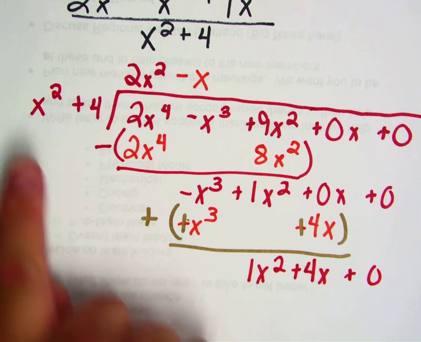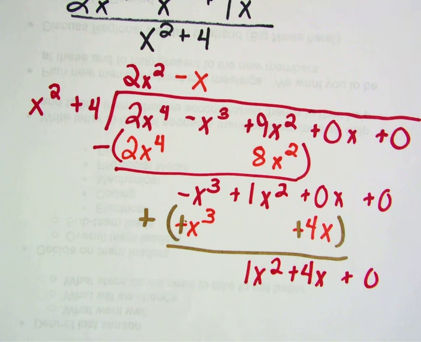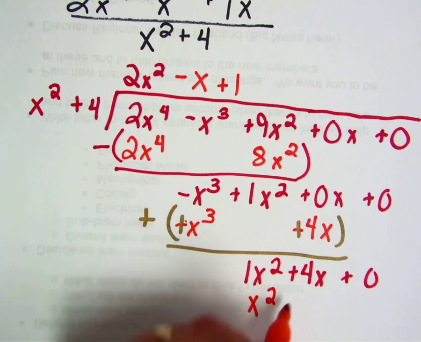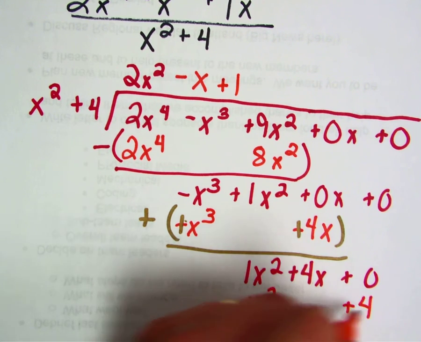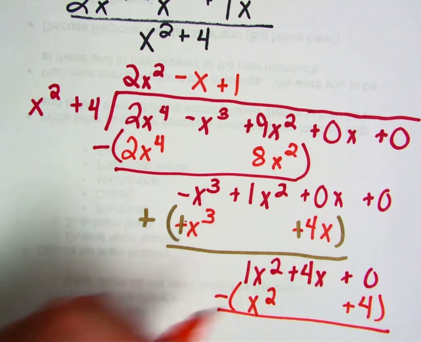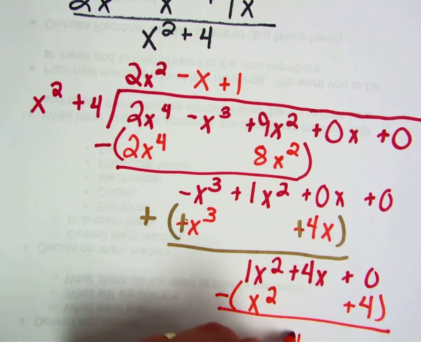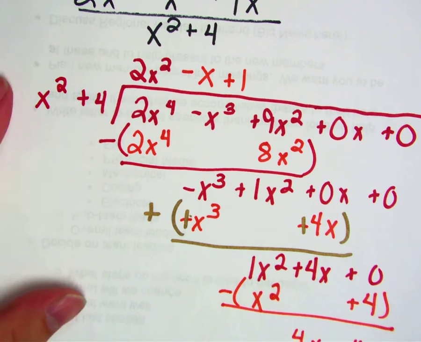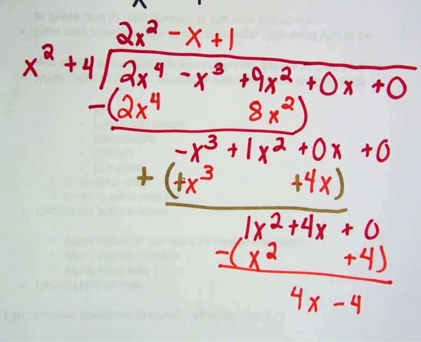And the last step here, how many times does x squared go into x squared? Well, that's just going to be 1. Which gives me x squared plus 4. And subtracting, those are going to cancel out. I'm going to get 4x minus 4 as my remainder. You can't see any of that. So 4x minus 4 is my remainder. Again, making sure we're subtracting.